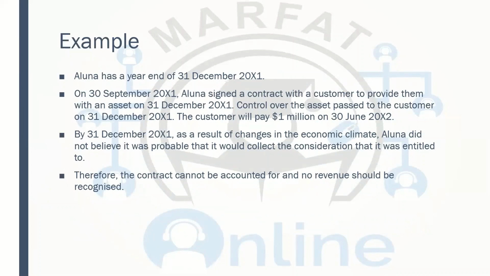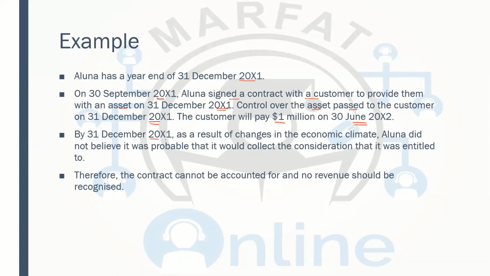Now there is another example. Aluna has a year end of 31st December 20x1. On 30th September 20x1, Aluna signed a contract with a customer to provide them with an asset on 31st December 20x1. That means after 3 months. Control over the asset passed to the customer on 31st December 20x1. So they have given them the risks and rewards. There is a commercial substance, there is a consideration, there is a contract. The customer will pay 1 million on 30th June 20x2. That means after 6 months.